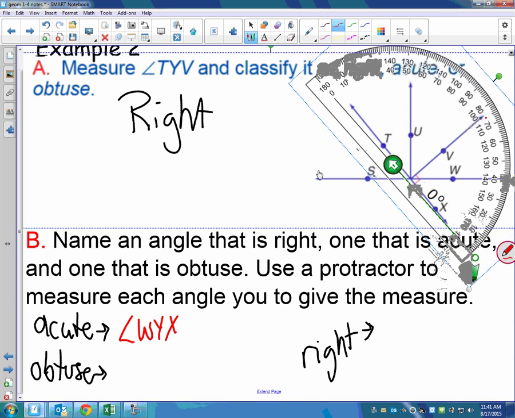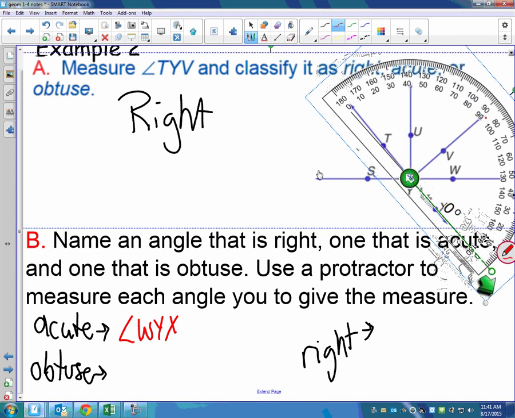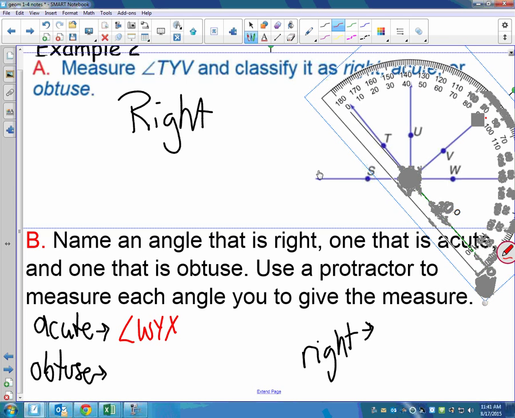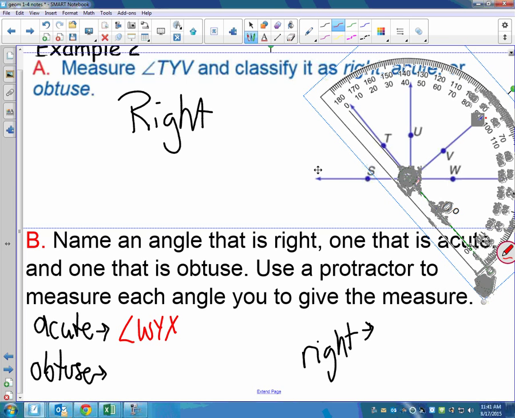This would be much easier on a chalkboard. Oh yeah, I think that would be 50. If that's 0, measure up to there, it's about 50.